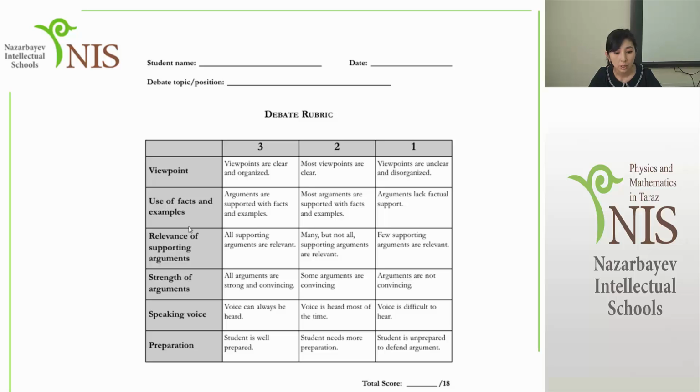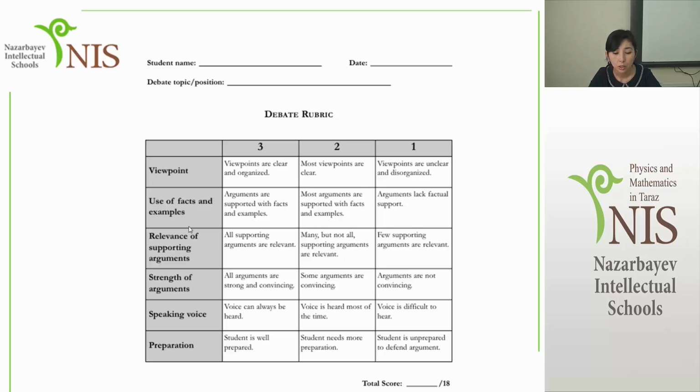So the first, for example, viewpoint. If the viewpoints are clear and organized, they give to the other group 3 points. If most viewpoints are clear, of course they give 2 points. And if viewpoints are unclear and disorganized, they give 1 point. If the arguments are supported with facts and examples, they give 3 points. If most arguments are supported with facts and examples, they give each other 2 points. If the arguments lack factual support, they give each other 1 point.